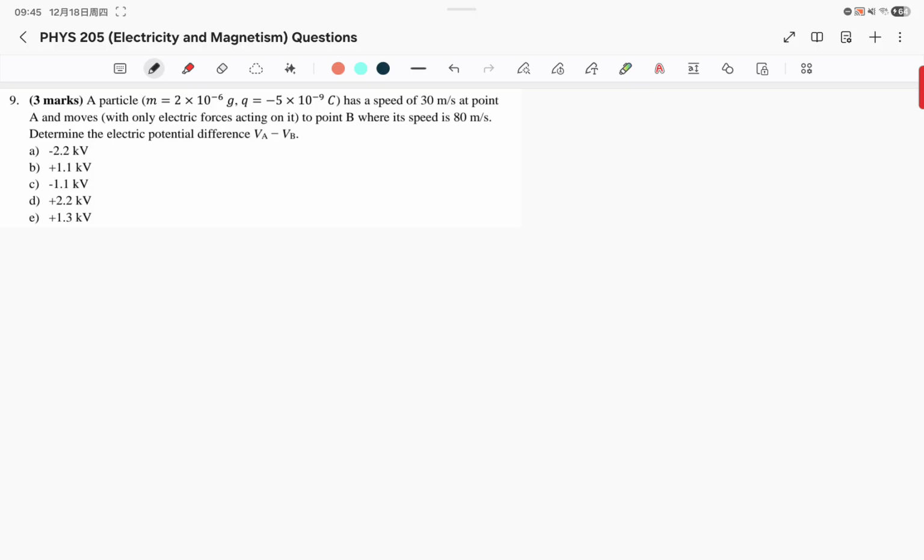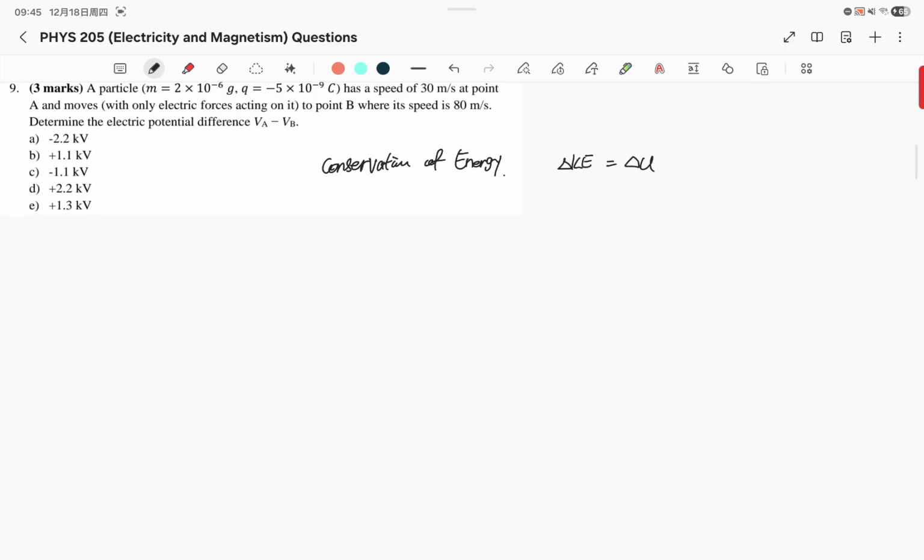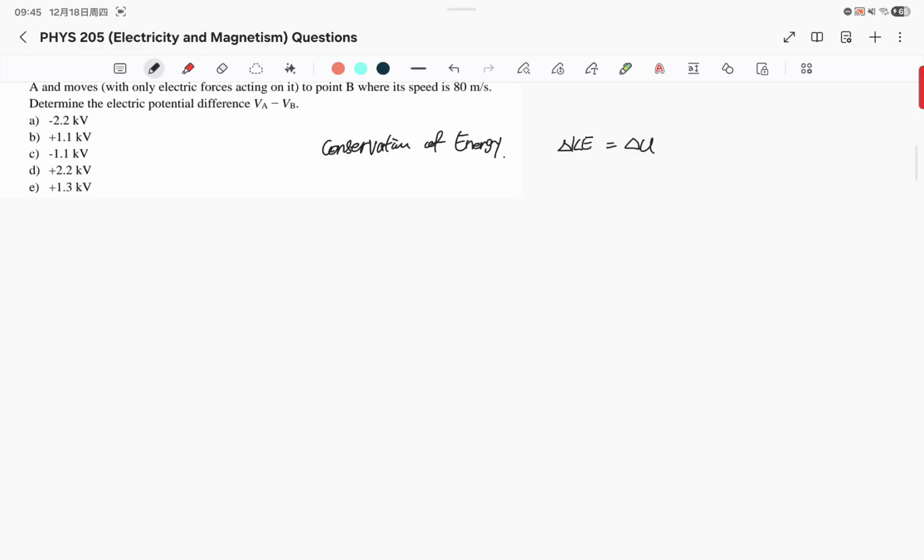Okay, so this is a type of conservation of energy question, where all my delta KE becomes my delta U. So the kinetic energy is transformed into potential energy. The total energy doesn't change. So that's why I put delta. And what is our delta KE?